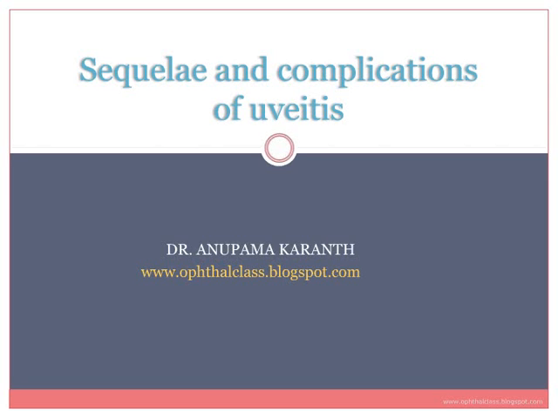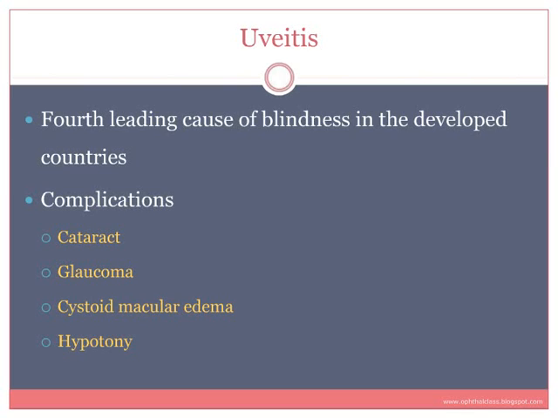In this class, we will deal with the sequelae and complications of uveitis. Uveitis is an important cause of blindness. In the developed countries, it is the fourth leading cause. The more common complications of uveitis are cataract, glaucoma, cystoid macular edema, and hypotony.